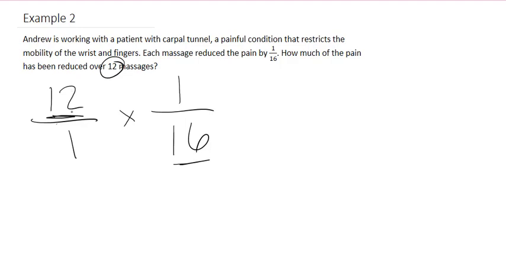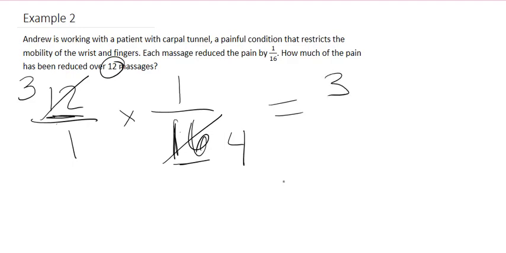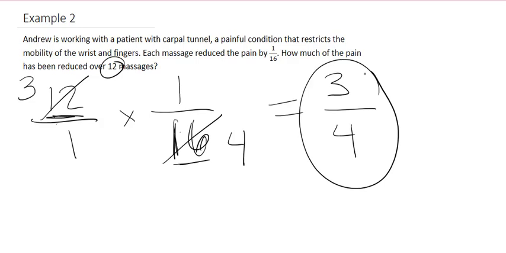So 12 divided by 4 then becomes 3. And how many times does 4 go into 16? Which is 4 times. So therefore, we can now begin to multiply. So 3 times 1 is 3. 1 times 4 is 4. So our answer now is 3/4. Therefore, Andrew's patient has had 3/4 of his pain reduced.